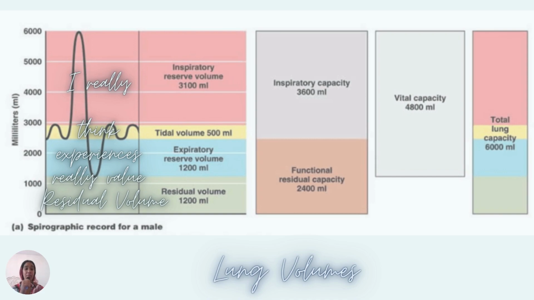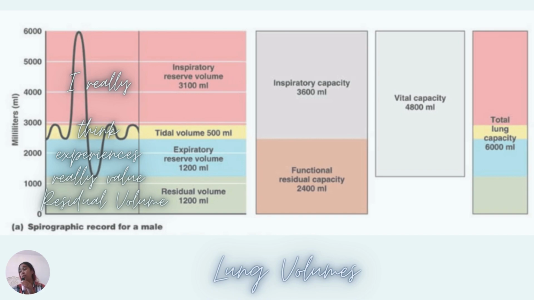Pick up the paper, cover up that right side, and think: title, experiences, expiratory reserve volume, residual volume. Okay. Once you get that down, you'll know that the first two make up inspiratory capacity. The bottom two make functional residual capacity. The first three make the vital capacity, and all of them make total lung capacity.